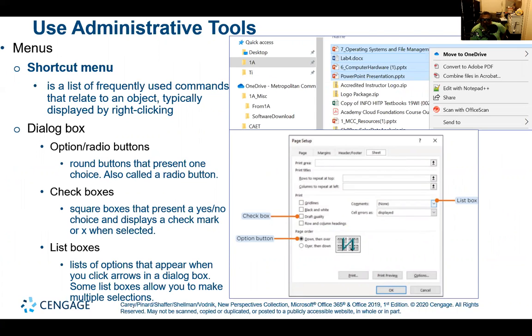Check boxes are square boxes that represent a yes or no choice and display a check mark or X when selected. List boxes are the options that appear when you click an arrow in the dialog box. Some list boxes allow you to make multiple selections. These are just the different types of selection that you can do within a dialog box.